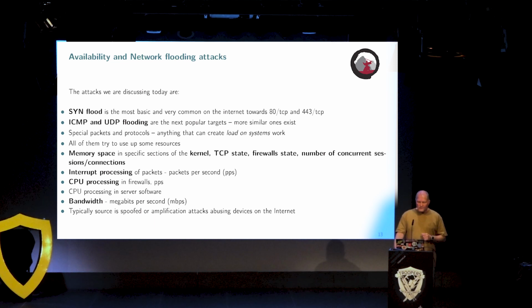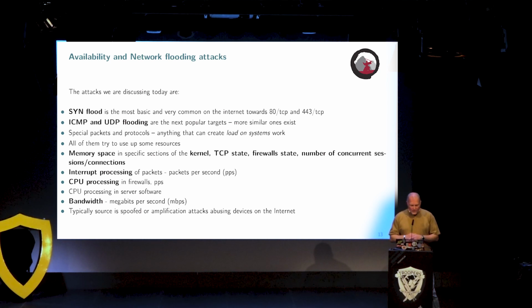Generically speaking, all of these flooding attacks try to abuse some kind of resource. It can be memory space. When we talk about memory space, it can be in all of these different places, like in the kernel, in the TCP state table, in the firewall state table, number of concurrent sessions, connections. It can be all of these parameters that sometimes you can increase, like I'm using OpenBSD PF, and I can easily set the concurrent number of sessions to 1 million instead, which is nice. But you need to configure it in some cases, and in some cases there is just a maximum that you can set.